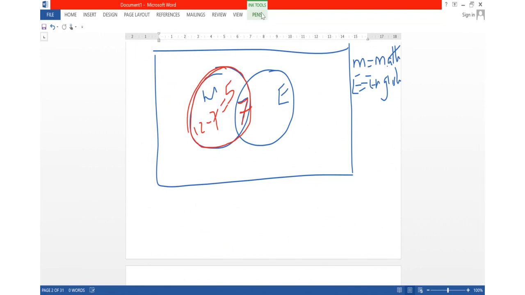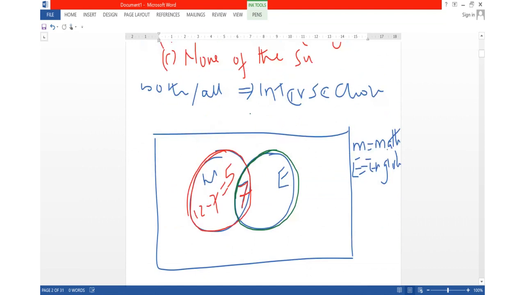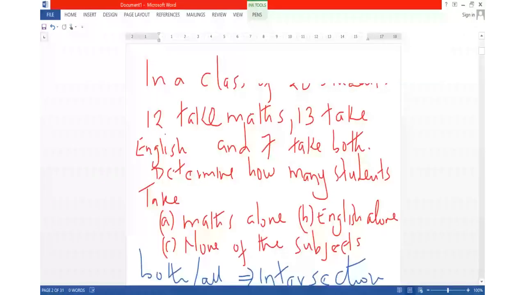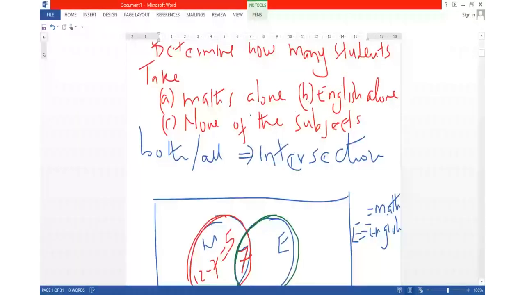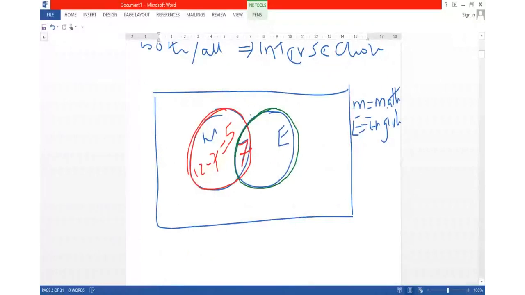Now let's go to the other circle, the circle for English. You can see it in green. In that circle, we have already put 7 students. The number of students who are doing English is 13. Because I've already listed 7, I subtract 13 minus 7 to get 6. If I add 6 plus 7, I still end up with 13. If I add 5 plus 7, I still have the number of students who are doing maths.